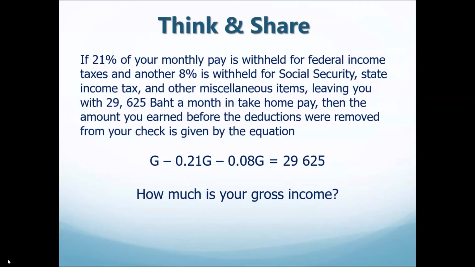So here's the brain teaser of this lesson. Shall we read together? Ready? If 21% of your monthly pay is withheld for federal income taxes, and another 8% is withheld for Social Security, state income tax, and other miscellaneous items, leaving you with 29,625 baht a month as take-home pay, then the amount you earned before the deductions were removed from your check is given by the equation G minus 0.21G minus 0.08G equals 29,625. Represented by the variable G, how much is your gross income?